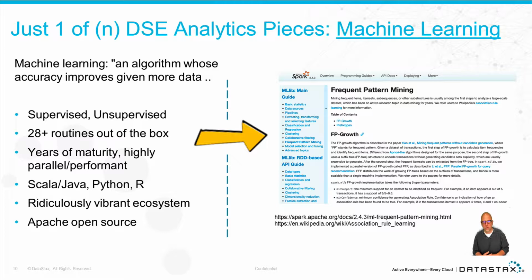There's many areas within Spark, and we are focused on machine learning. Love, love, love this definition of machine learning. Definition as listed: machine learning, an algorithm whose accuracy improves given more data, which is spot on. The more order data we have, the better that this product recommendation engine will be. All of the machine learning routines, more data, greater accuracy, hands down.